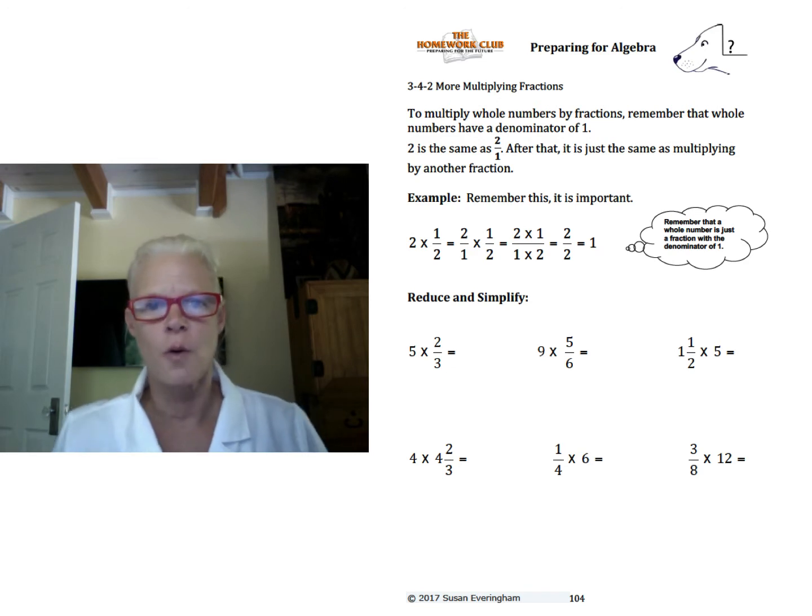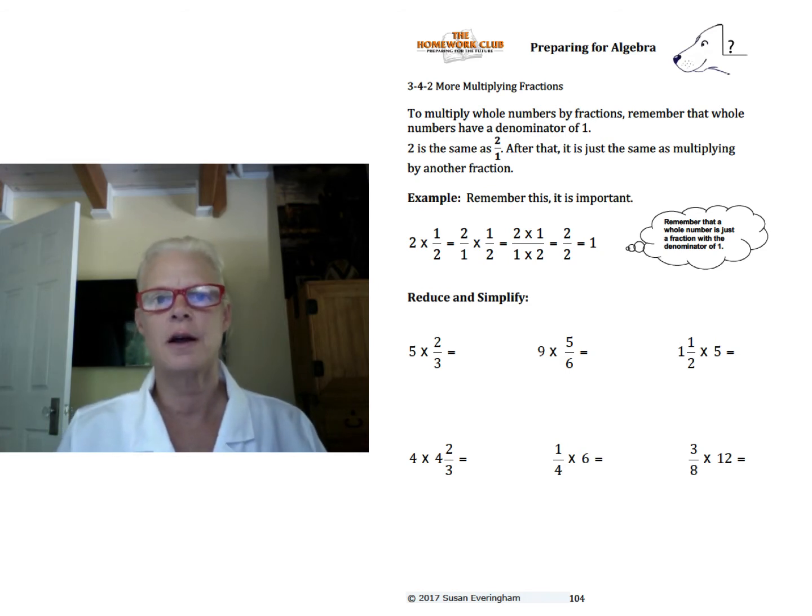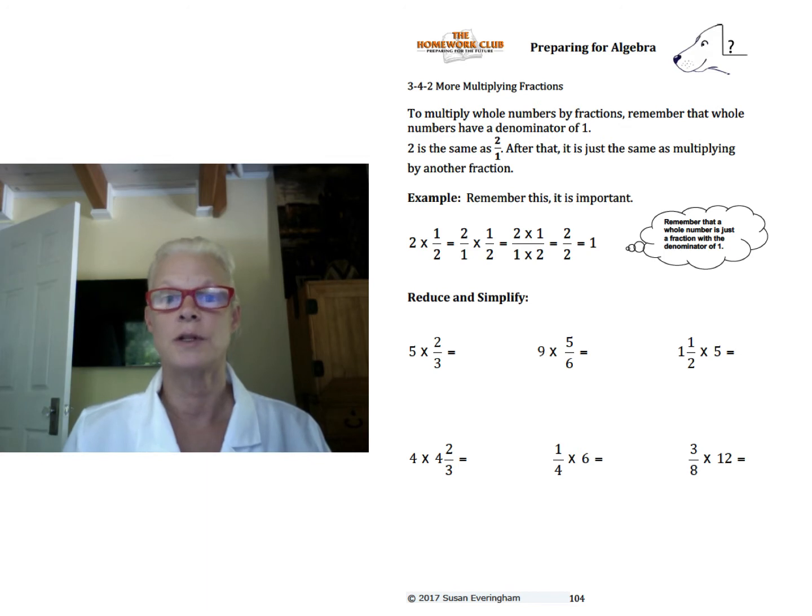Page 104. So we're going to start multiplying more fractions. Now this page is critical because again we're using the concept of a whole number, but I want you to think of that whole number as a fraction. It's two wholes. 2 ones, 2 over 1. And that will be important, certainly important, as we move towards dividing fractions with reciprocals. And we'll get to that in a page or so, I think.